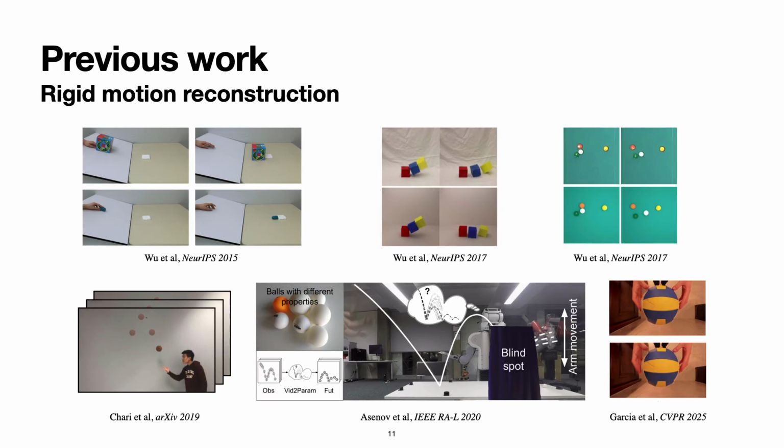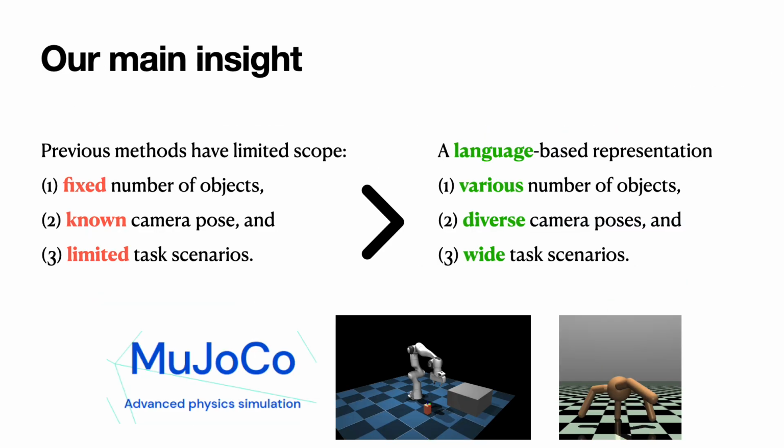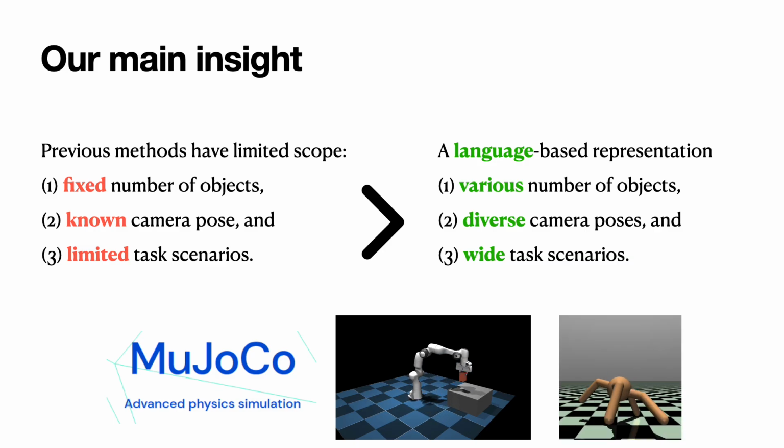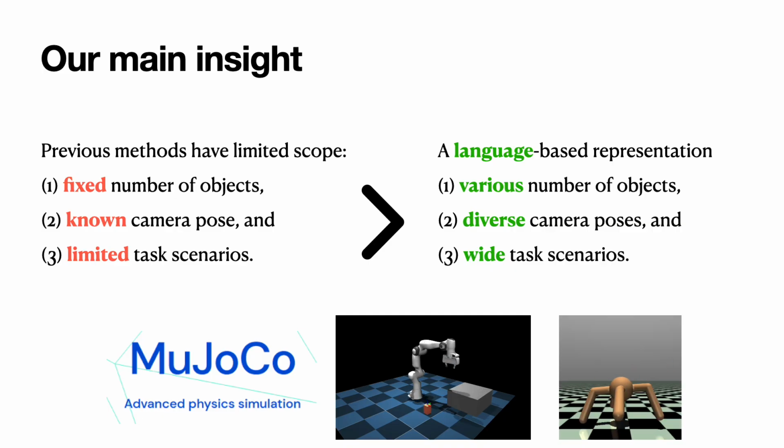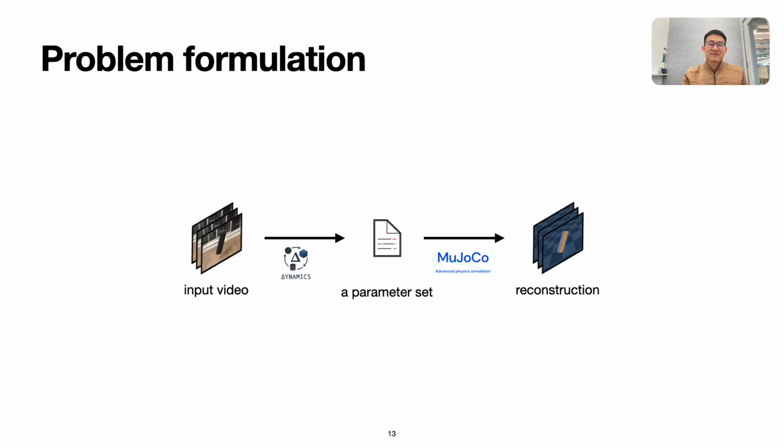There is a lot of previous work in this domain. However, they are mostly focused on a fixed number of objects or no camera pose. In this work, we're trying to figure out a language-based representation, such that it can generalize towards various numbers of objects and diverse camera poses. The choice of language is using the simulator, which is a physics simulation engine that is widely used in robotics and reinforcement learning. Here's our problem formulation. Given a video, our model generates a parameter set in text format, and then it is going to be executed with the simulator to get a reconstruction.